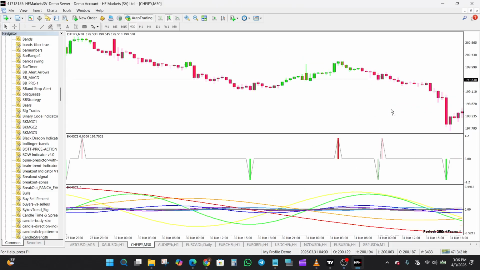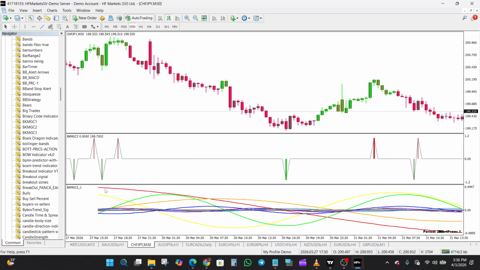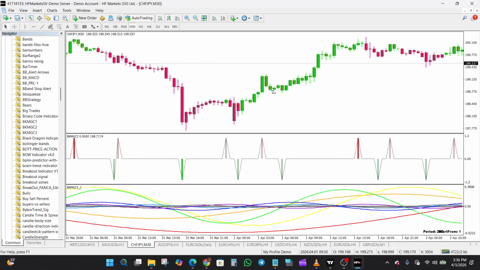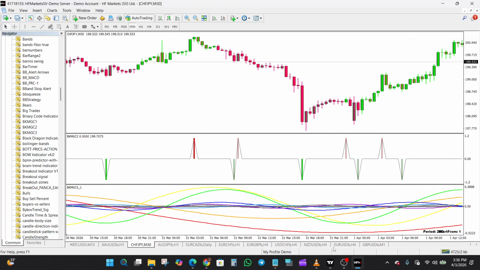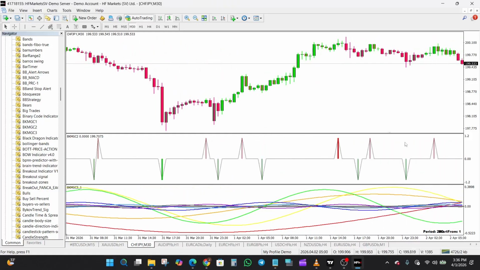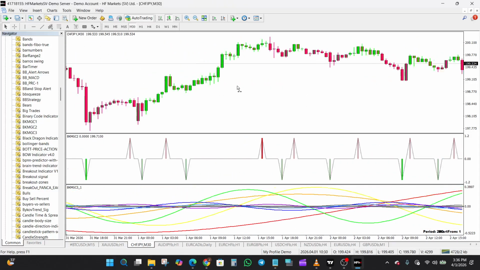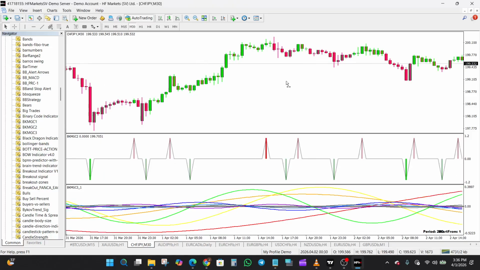so you will notice that when the red line is above and sloping down, it's a sell trend. You can see it happened here, right? And when it is down and sloping upwards, it's a bullish trend. You can see it happened here, right?